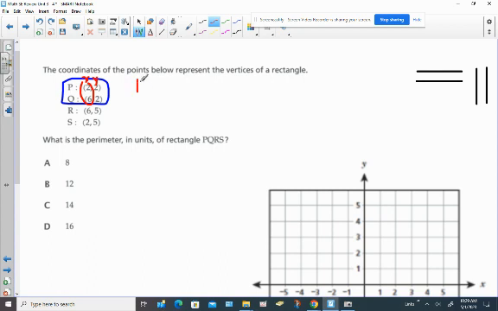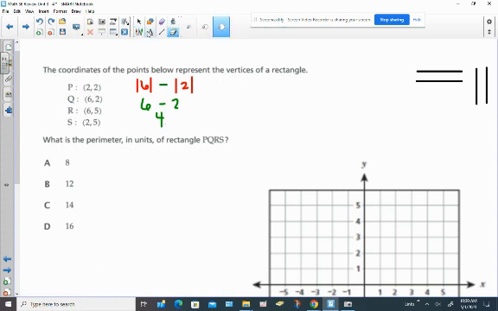So we would find the absolute value of these two things. The absolute value of 6 and the absolute value of 2 would look like that. When they're in the same quadrant, we actually subtract the absolute values. So 6 minus 2 would end up being 4. So we know that one of the dimensions would have to be 4.